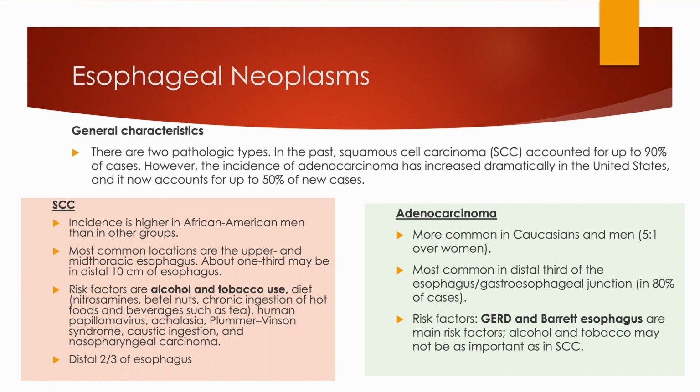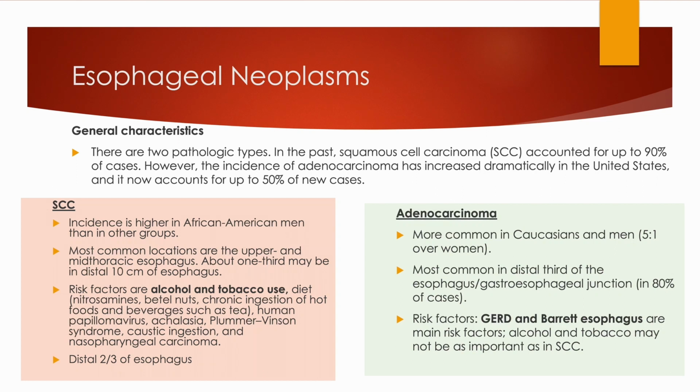For adenocarcinoma, it's more common in Caucasians and in men. Remember, we're talking about more common also in the United States. It's way more common in the distal third, so close to the gastroesophageal junction, and it makes sense because the major risk factor for adenocarcinoma is GERD, uncontrolled GERD, and Barrett's esophagus. Alcohol and tobacco are not as important as in squamous cell carcinoma, but they can also play a role. GERD by far is the most common risk factor, and we'll talk a little bit about how it goes from GERD to Barrett esophagus.